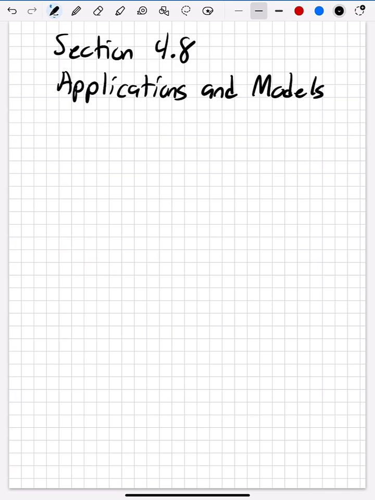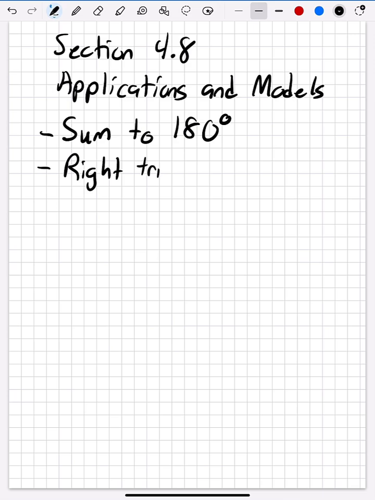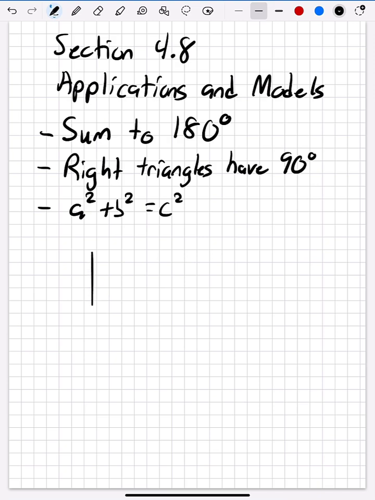Okay, so a few components about triangles. First off, the angles sum to 180 degrees. We're dealing with right triangles here most of the time, so right triangles have a 90-degree angle. And since we're dealing with right triangles, the Pythagorean theorem holds. So let's look at an example of a right triangle here.